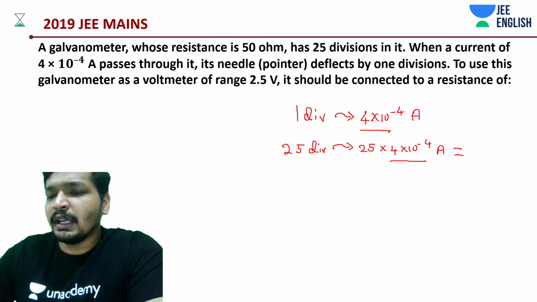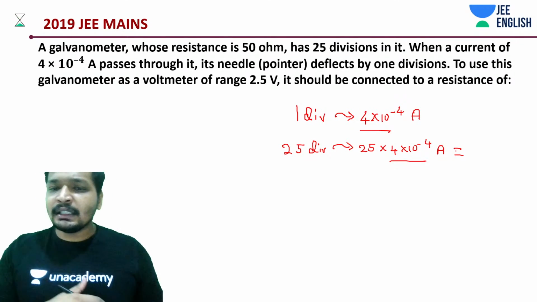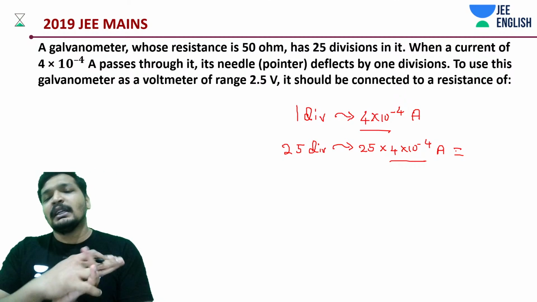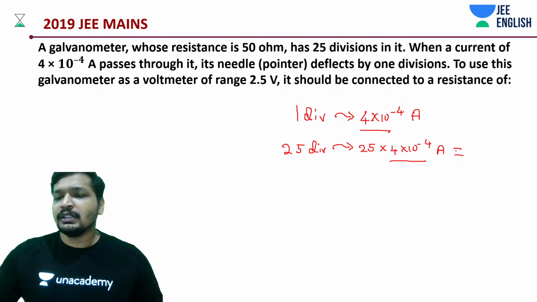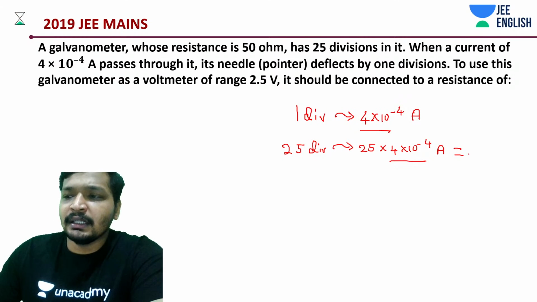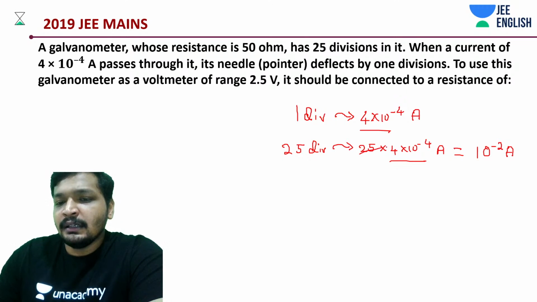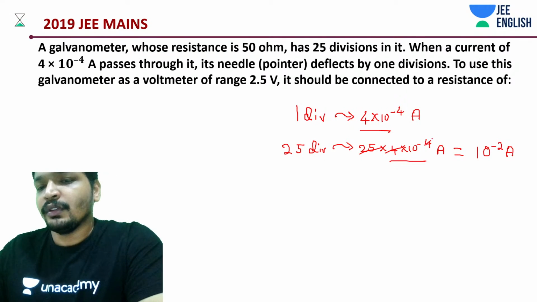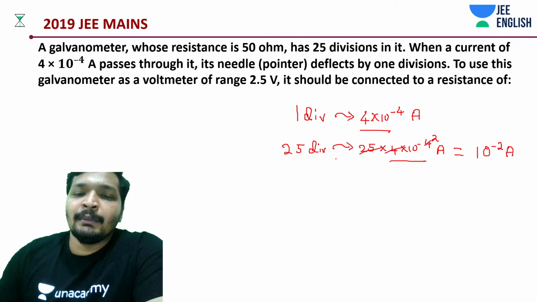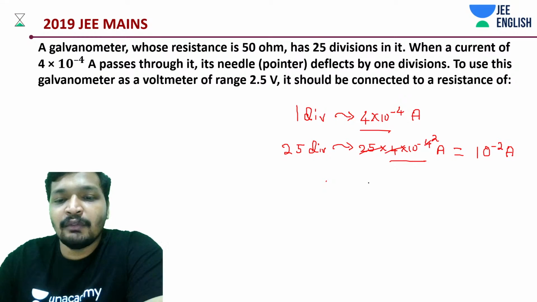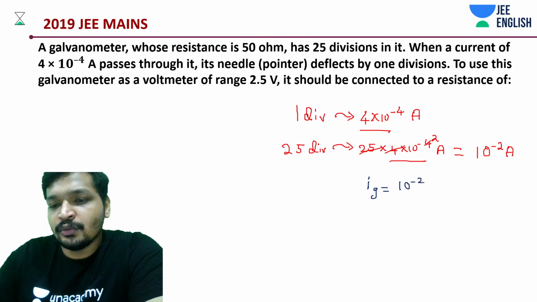If the scale is given on two sides, one side indicates the direction. It can be 50 divisions with the pointer in the middle, that means 25 divisions on this side and 25 divisions on this side. So this is going to be 10 to the power minus 2 amperes. This gives us the maximum current this galvanometer can handle: 10 to the power minus 2 amperes.